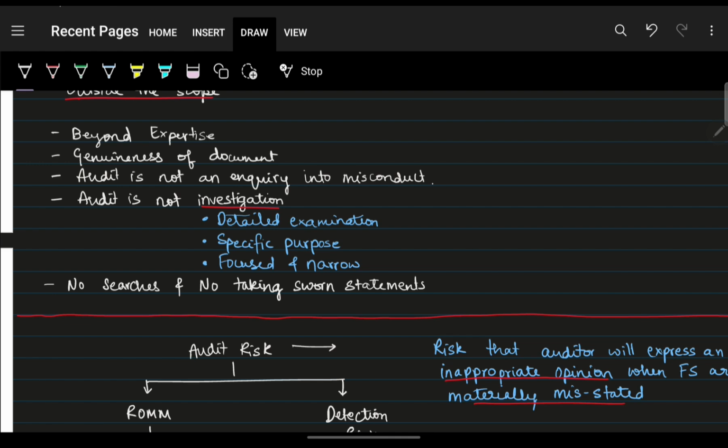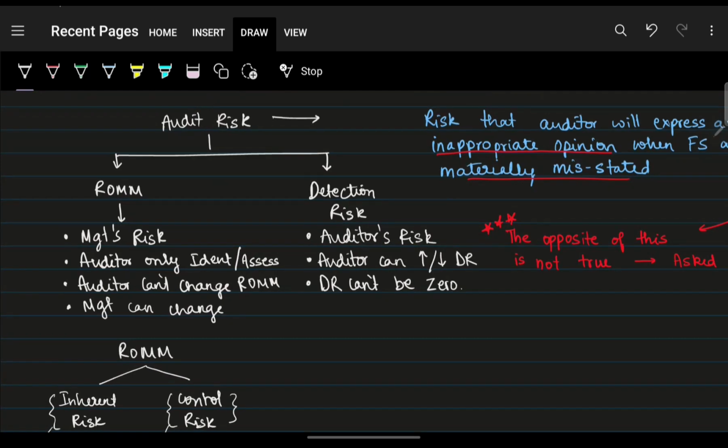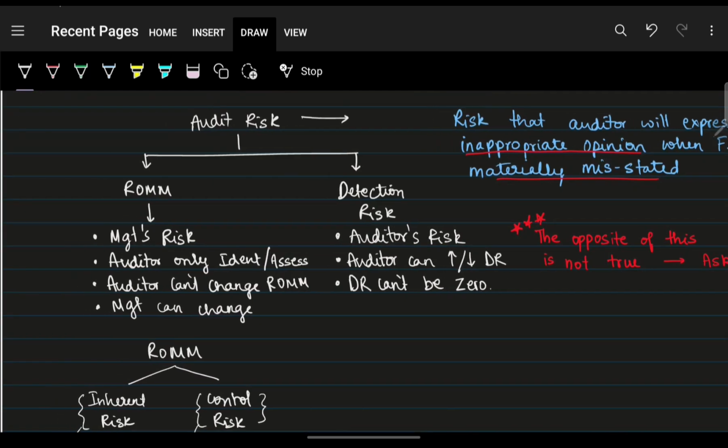What else do you have to remember? That we have the right to ask. See, we have the right to ask, but we cannot demand that information, or we cannot demand that statement from them. Okay. Next, when it comes to audit risk, we had already covered this up there.